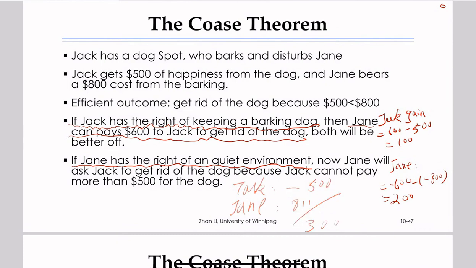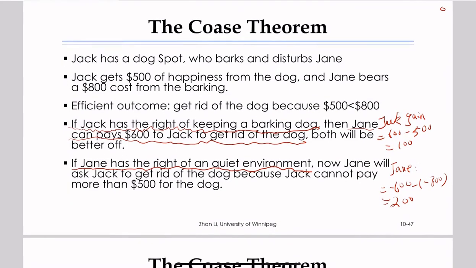Now, what you can see here is another important result. That is, the initial allocation of right does not matter, right? You can see that we have discussed two different cases. In the first case, Jack has the right of keeping a barking dog. In this case, we will have the efficient outcome. Second case, we have the opposite allocation of right, because now Jane has the right of a quiet environment. And again, under this different allocation of right, we will again achieve this efficient outcome. Right? So basically this implies if these private parties can bargain with each other without cost, then an efficient outcome can be achieved no matter what the initial allocation of rights is.